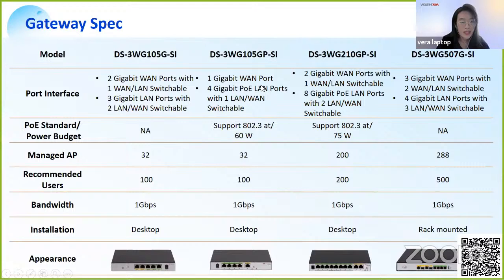Then we can check the spec. They have different port types: the WAN port and the LAN port, and also some ports supporting switching between LAN and WAN. The versions with P support PoE functions, the other two do not. Also the managed AP amount and supported users are different. So we can go through the spec and choose the product that is more suitable for you according to your scenarios, users and budget.